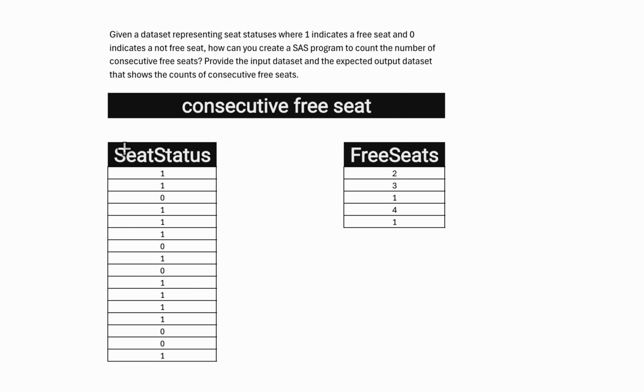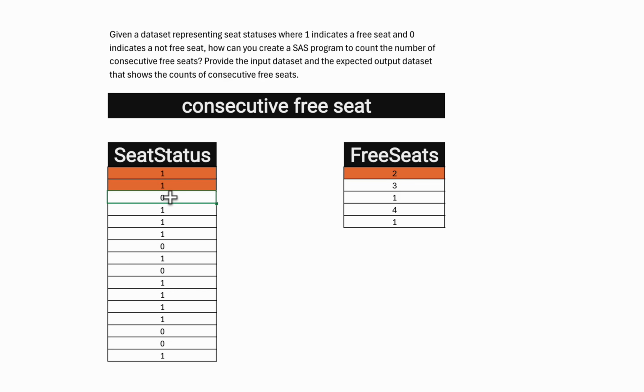That means in this seat status dataset, we have some values and these values are 0 and 1. 0 means we don't have any free seat and 1 means we have a free seat. And we have to count the free seats that are coming consecutively. For example, in this seat status dataset, we are getting two consecutive ones here and their count is 2 because we have two consecutive seats available. So that is why their count is 2 in the free seats dataset.